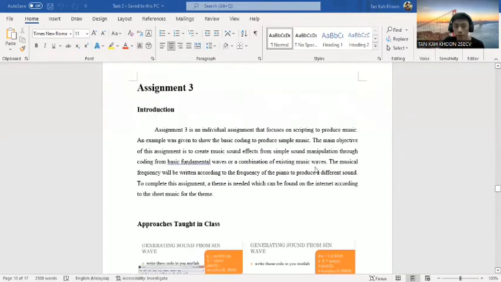Next will be assignment 3. This assignment is an individual assignment which focuses on scripting to produce music. An example will be given to show the basic coding to produce simple music. The main objective of this assignment is to create music sound effects from simple sound manipulation through coding, from basic fundamental waves or a combination of existing music waves. The musical frequency will be written according to the frequency of the piano to produce different sounds.